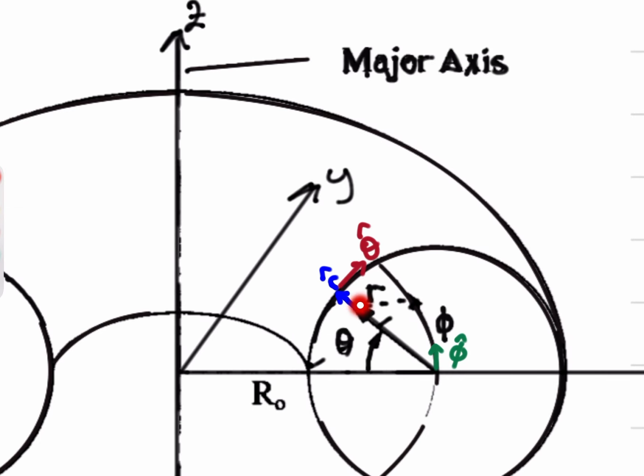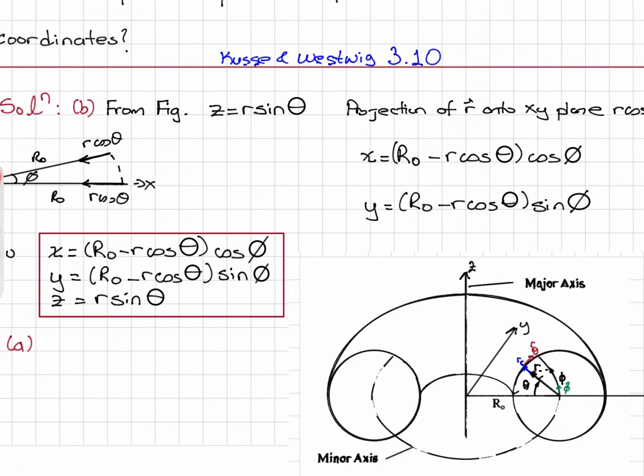So if this is my r, this is going to be my r hat. If this angle is theta, this is going to be my theta hat. And if this angle is phi, then the tangential unit vector, phi hat, is as shown here. Now I have to find the relationship between these three.